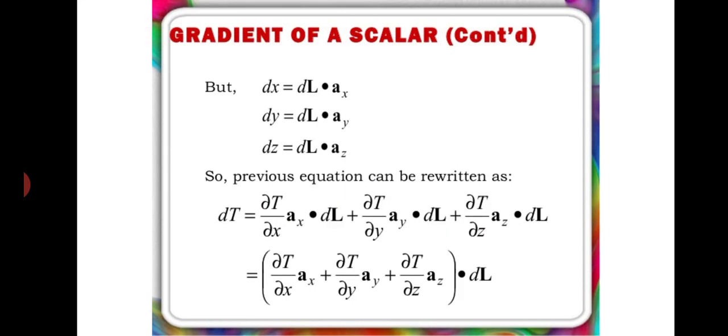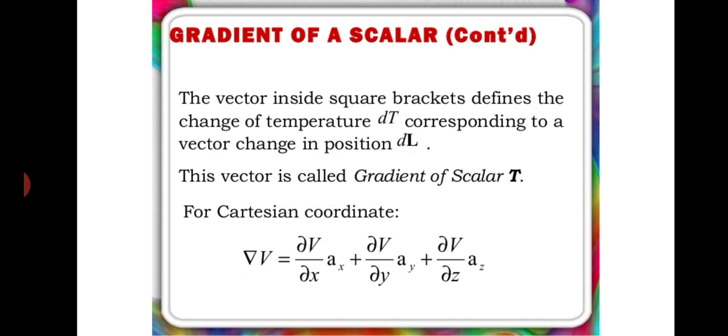Next, when we define these things, what is dx? dx is nothing but dl into x, right? Similarly for dy, similarly for dz. So dT is defined ultimately as del T by del x ax plus del T by del y ay plus del T by del z az, into dl. So this is the gradient of a scalar quantity, and we can find these things with the gradient of a scalar T.